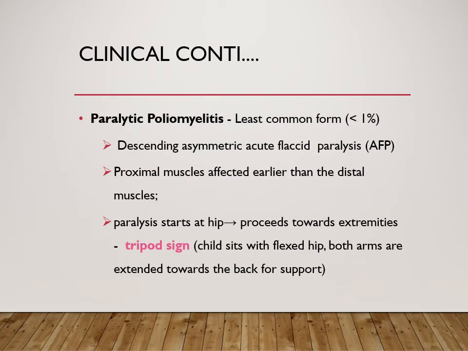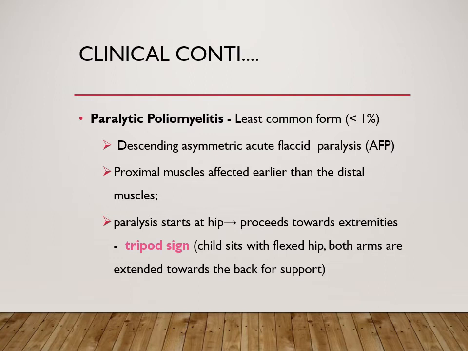Now, of the total people affected by the virus, less than 1% will have paralytic poliomyelitis, and it is the least common form. The paralytic poliomyelitis patient will have descending, asymmetric acute flaccid paralysis. There are many etiologies under acute flaccid paralysis. It's not only polio that causes paralysis, there are so many diseases in which we notice paralysis. It is a type of flaccid paralysis, so the term flaccid means the muscle tone is lost.